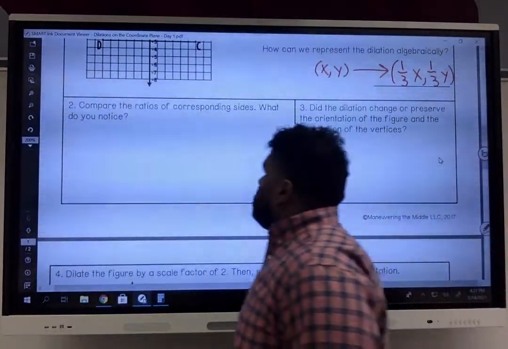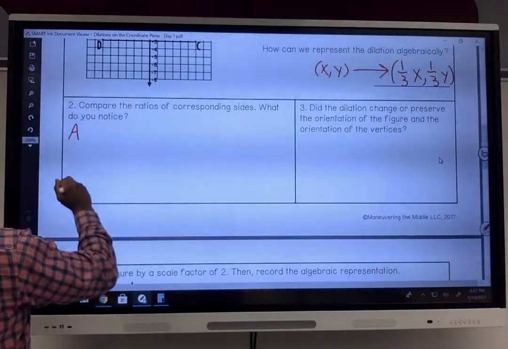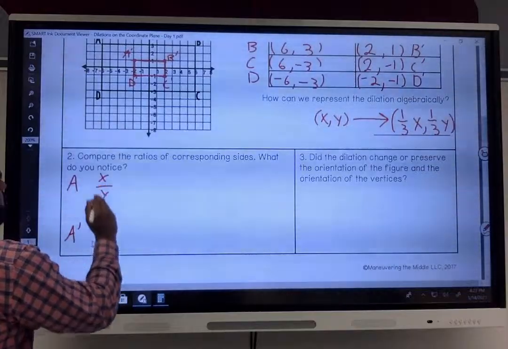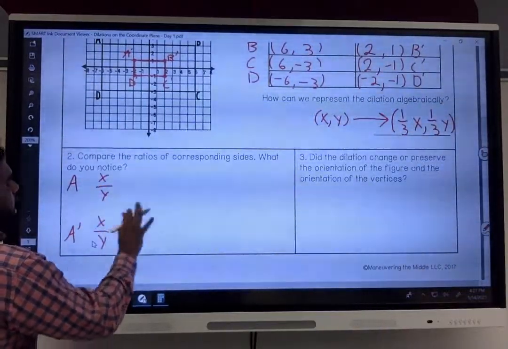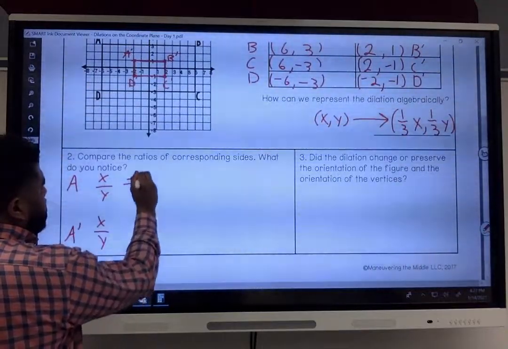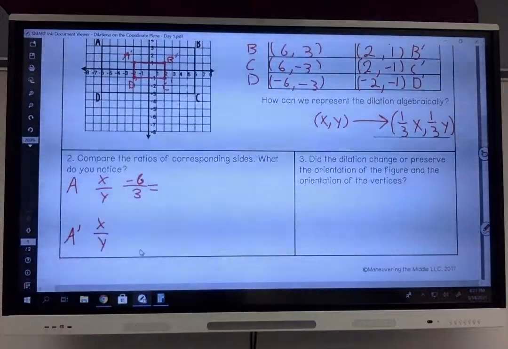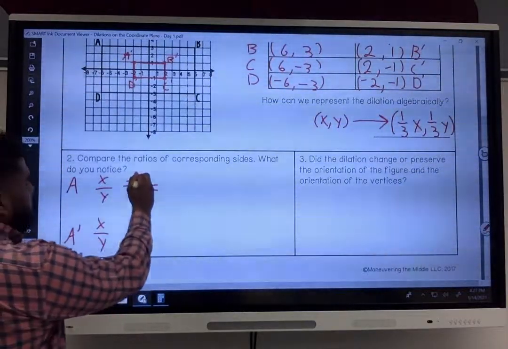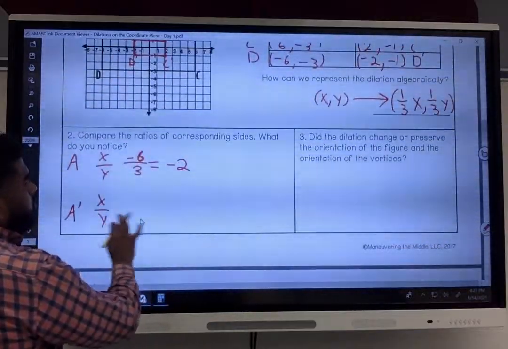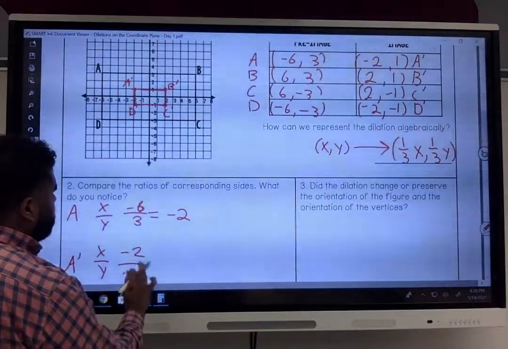So compare the ratios of the corresponding sides. What do you notice? Well, let's take A, for instance, and A prime. The x value for A was -6, and the y was 3. Okay. Well, I know that I can simplify negative 6 over 3. Negative 6 divided by 3 would be negative 2. The x for A prime was negative 2, and the y value was 1.